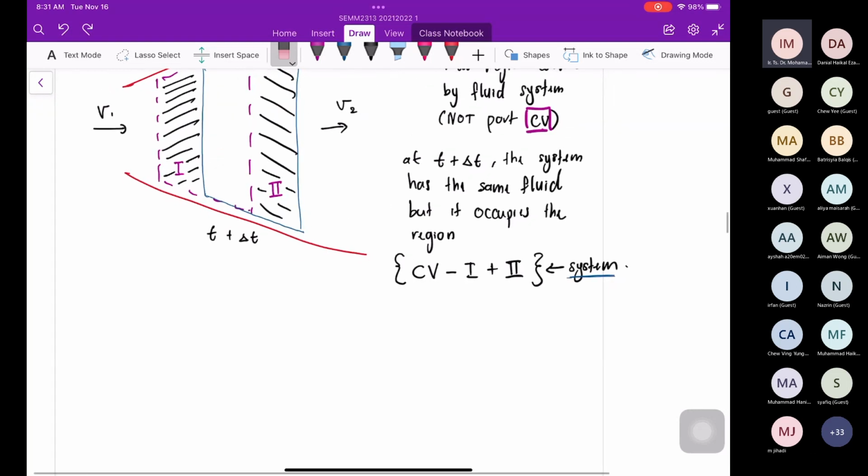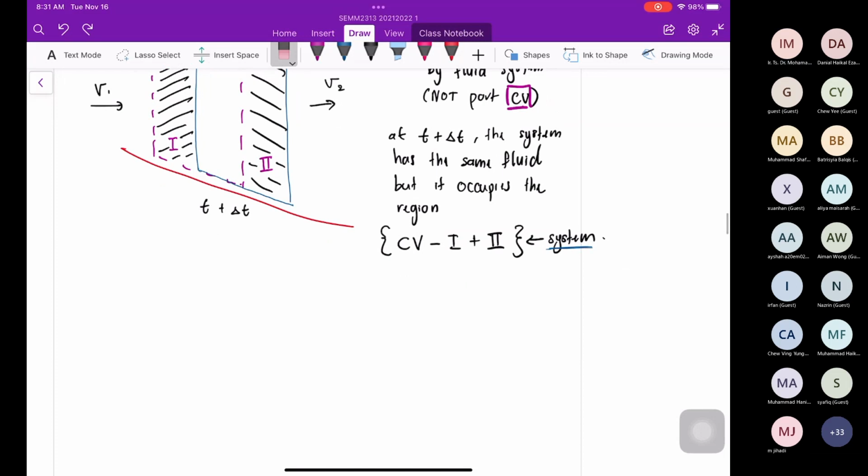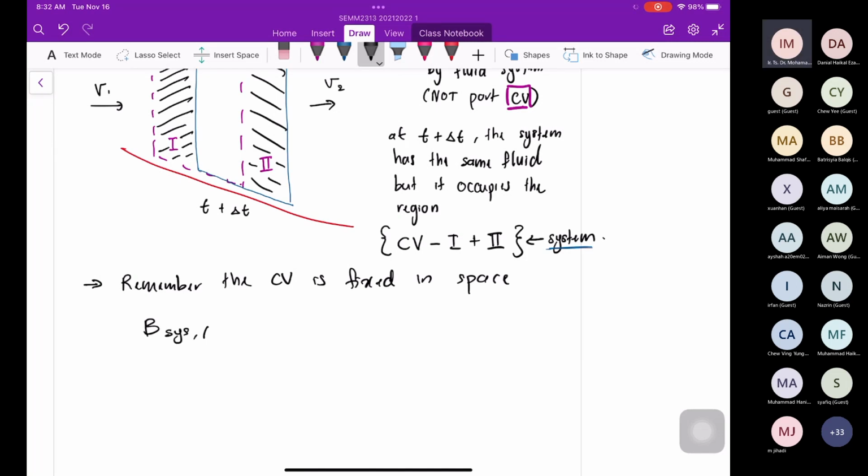Alright, as the time passes, remember that the CV is fixed in space. Thus, this is B system at time T. For example, we start at initial time 1, equal to B CV at time 2.